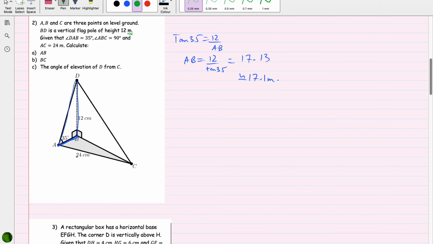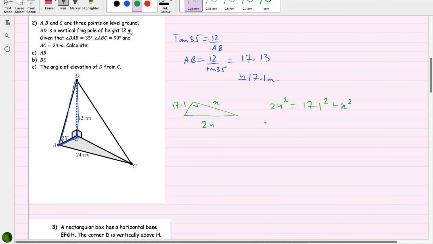Then if I have to find BC, I can use Pythagoras theorem. Using the triangle at the base, this is 24, this is 17.1, this is unknown. So 24 squared equals 17.1 squared plus x squared. Solving for x, you get the square root of 24 squared minus 17.1 squared, and the answer is 16.84. So we're done with AB, we're done with BC.